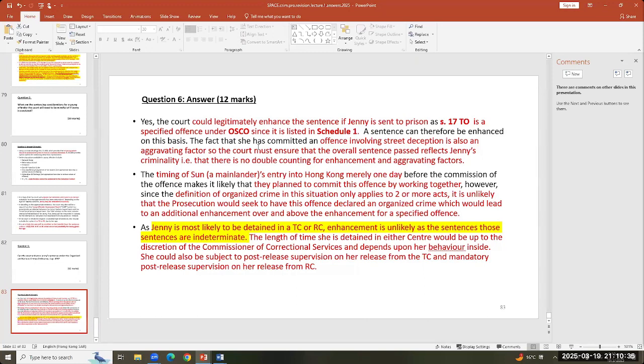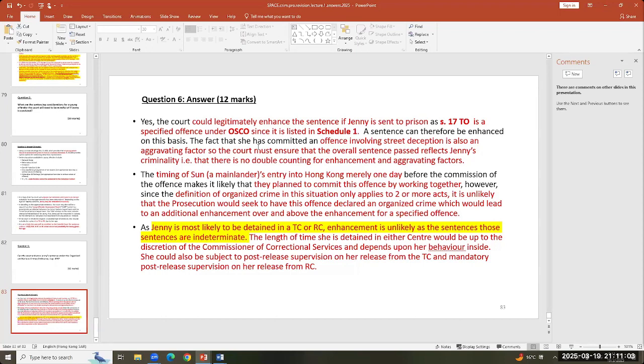Now, here's the significance of the timing of his entry, the son, into Hong Kong, right? Just one day before the offense was committed, it makes it likely that this was a planned offense. But in order to be an organized crime, we have to be talking about 2 or more acts. So it's unlikely that the prosecution would seek to have this declared an organized crime.